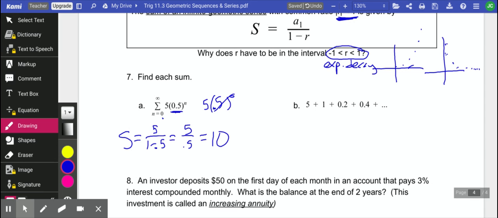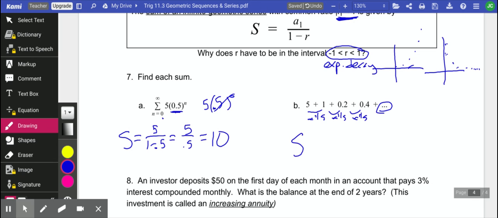All right, let's check out the next one. Let's see. We know our first term. Remember, this means it's infinite. We can only do an infinite sum if the common ratio is between 1 and -1. And it looks like we're multiplying by 1/5 on all of these. Yep, that's what we're doing.